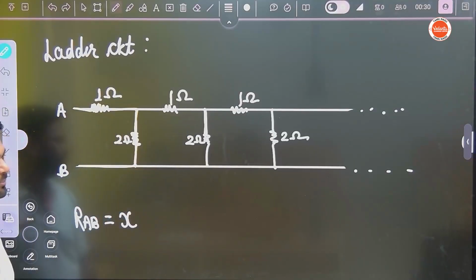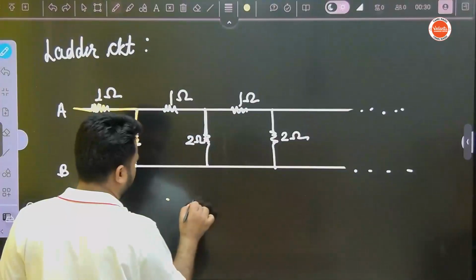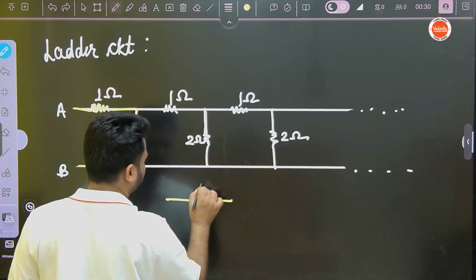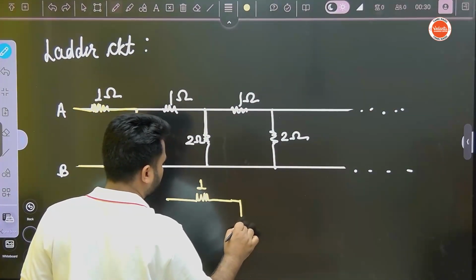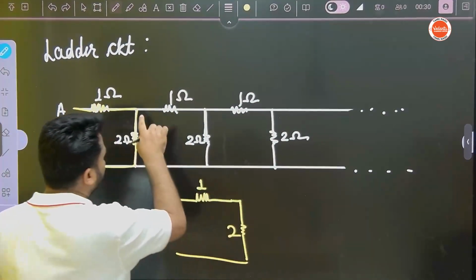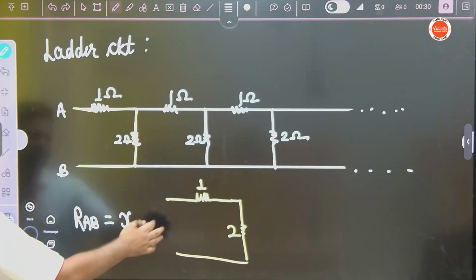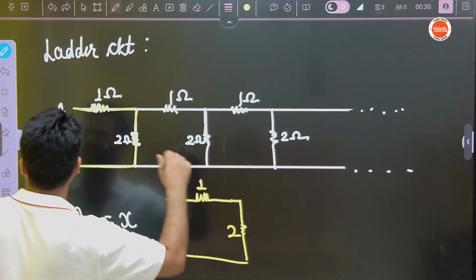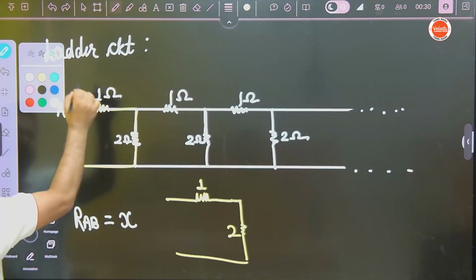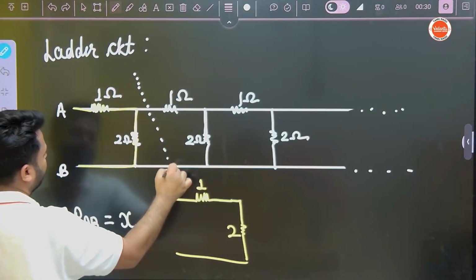Correct. And this is being repeated. So first you take out the pattern. This is 1, this is 2. And this pattern is only repeated. So this is the repeating pattern. This pattern will repeat. Now what you do? One pattern you have taken out, break it like this.